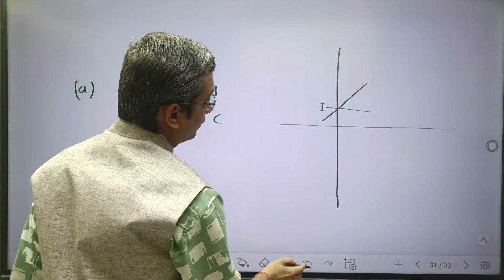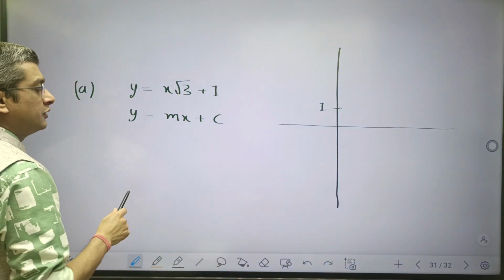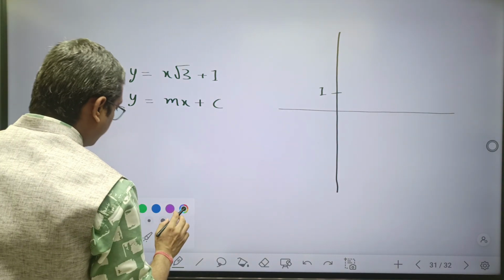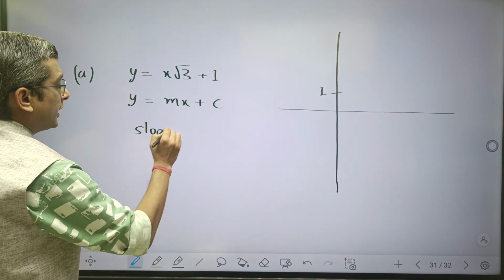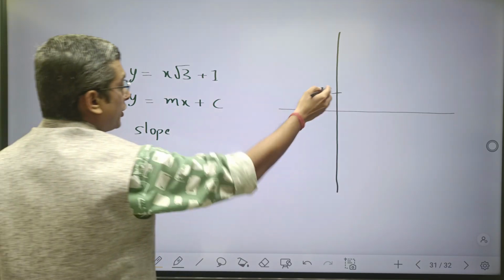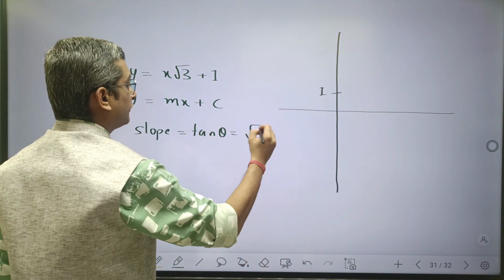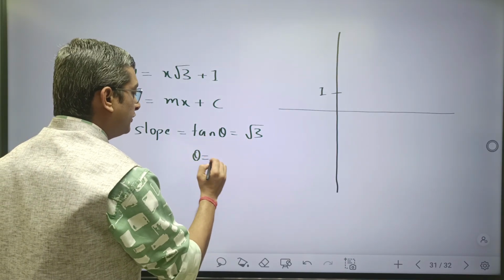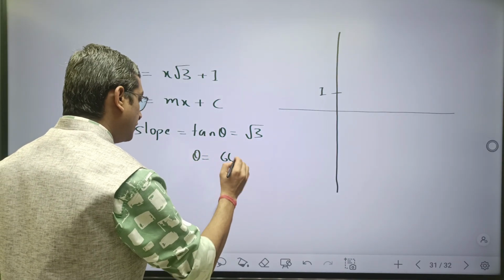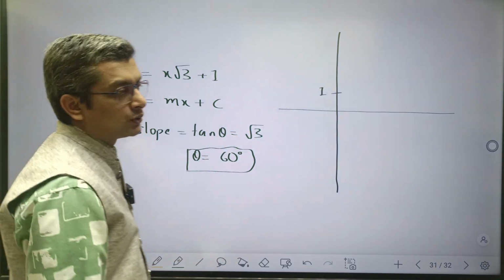Now this is very important. We have to select only that line whose slope is root 3. So here the slope of the line which is passing through the point 1 is given by tan theta, and that is equal to root 3. And tan theta is equal to root 3. It means that theta is equal to 60 degrees, because tan 60 is equal to root 3.